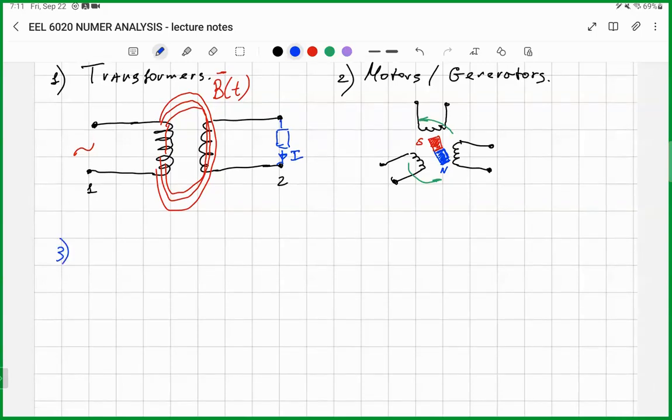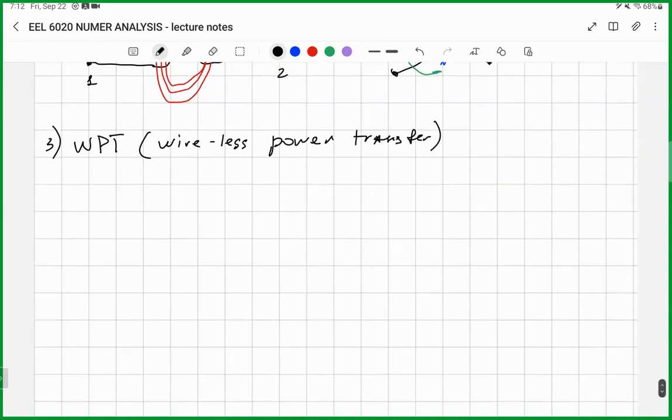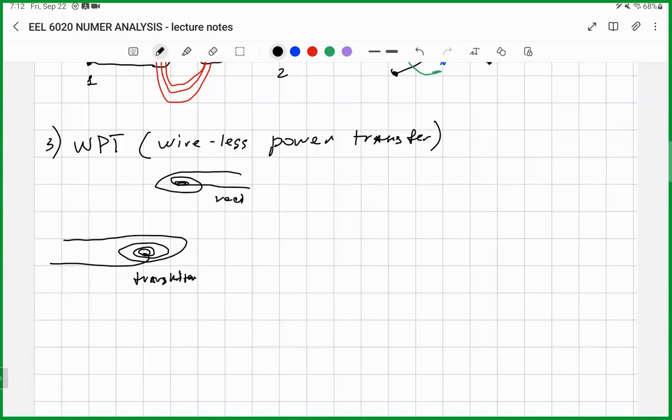Another application of Faraday's law is, of course, wireless power transfer, WPT. In wireless power transfer, again, we have two coils, one coil like this. The first coil is called the transmitter. We have another coil, which is called the receiver. The receiver is connected to some sort of load.